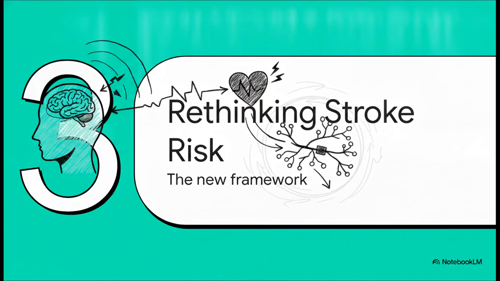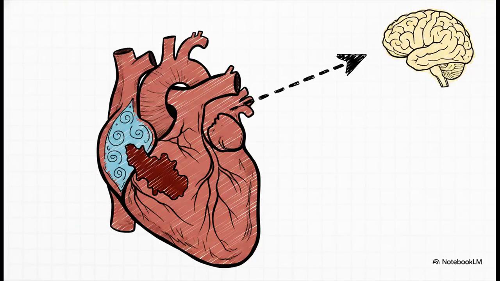Section 3, Rethinking Stroke Risk, the new framework. Here's the scary part. The primary danger of AFib isn't actually the funky rhythm itself. The real danger is that a quivering, non-contracting atrium creates a pool of stagnant blood, especially tucked away inside the left atrial appendage. It's literally the perfect breeding ground for a thrombus to form, and if that clot breaks loose and takes a ride up to the cerebral circulation, well, that is precisely how AFib causes a devastating stroke.